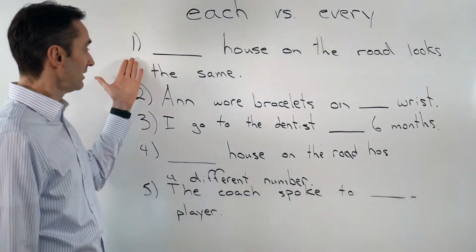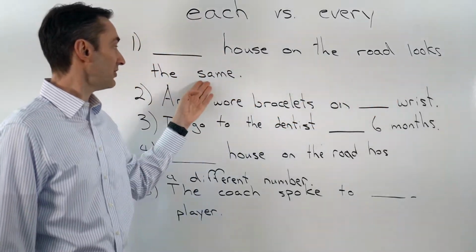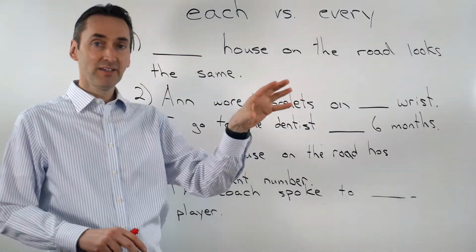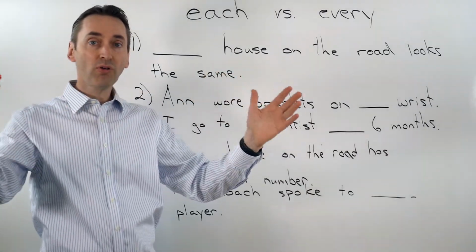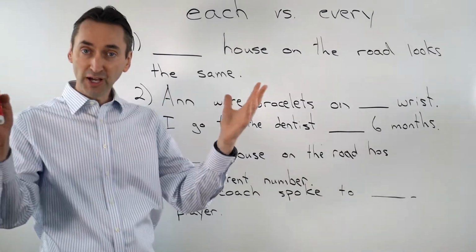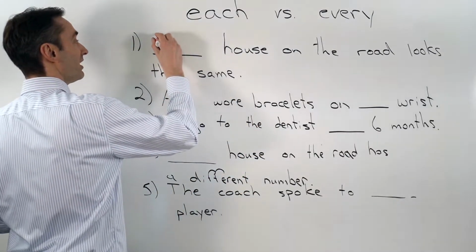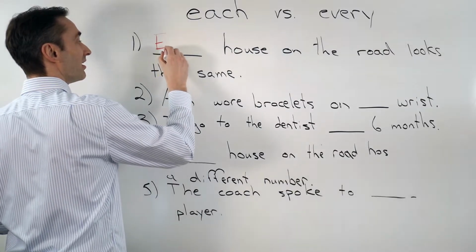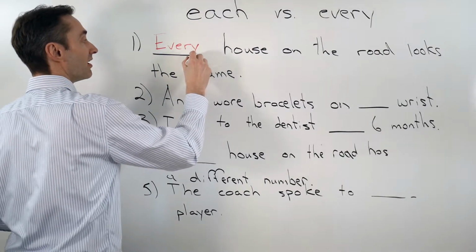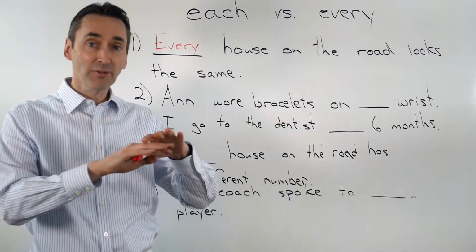Looking at some examples for each and every. Number 1. Something house on the road looks the same. This house, all a group of houses look the same. Every house on the road looks the same. We're thinking of them as a group.